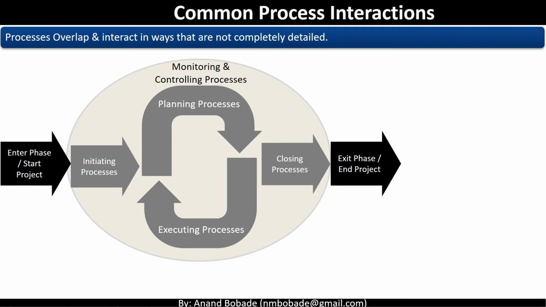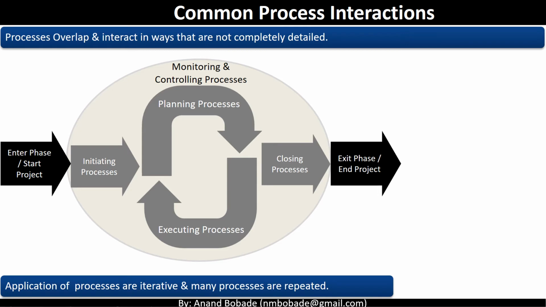As you can see, there is a huge overlap of these 3 process groups, especially planning, executing, and monitoring and controlling. Application of processes is iterative and many processes are repeated. Right now, this looks very confusing, but you have to keep visualizing this interaction, and by the end of this chapter, you will be able to get a good understanding of this concept.